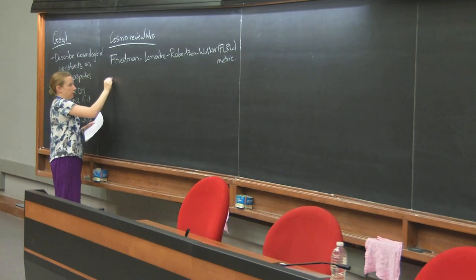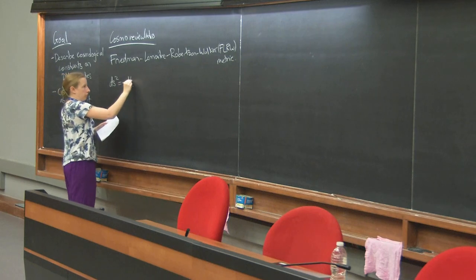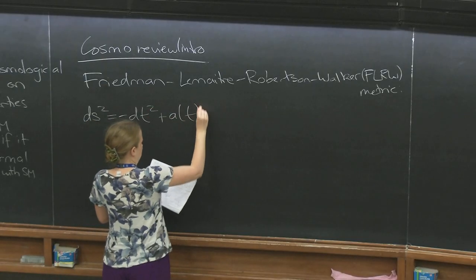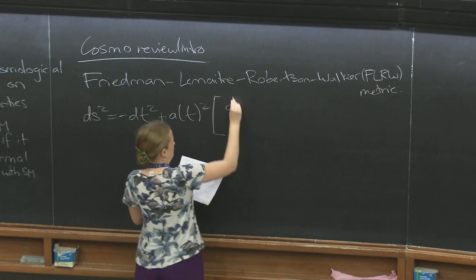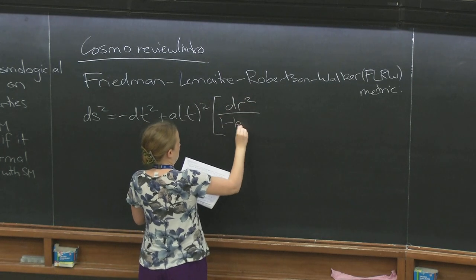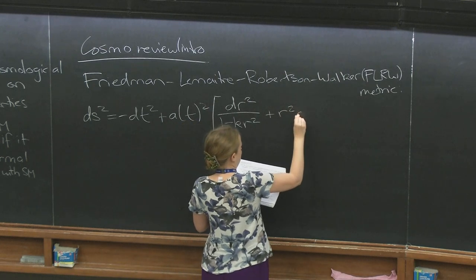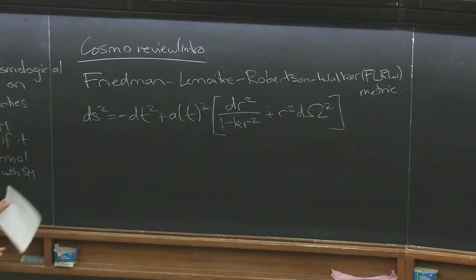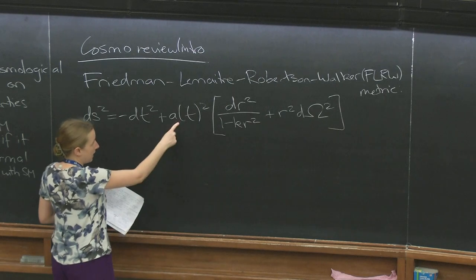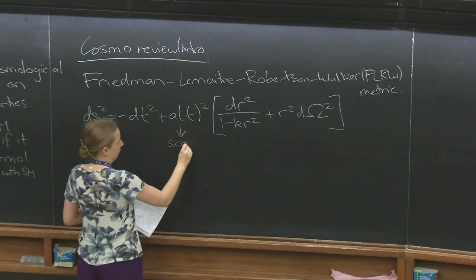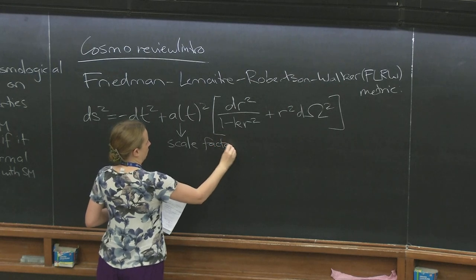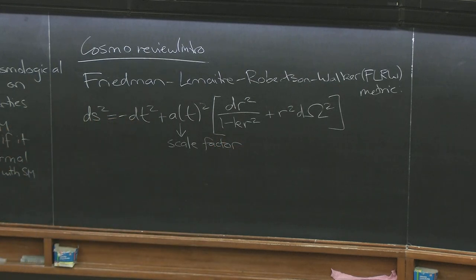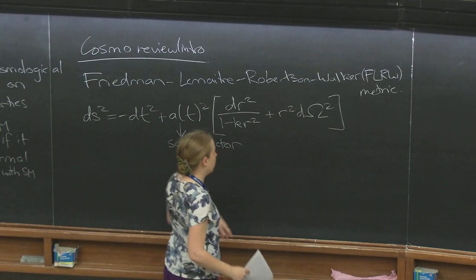Which has the form... So what's going on in this metric? So this a(t) is called the scale factor, our expansion factor, it describes how the universe is expanding over time. This dΩ² is just the regular angular metric element.